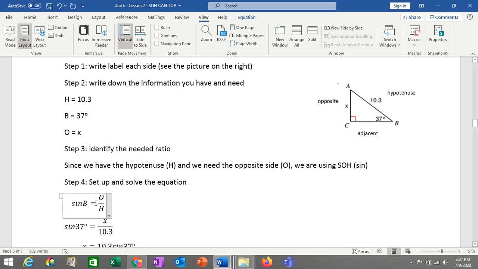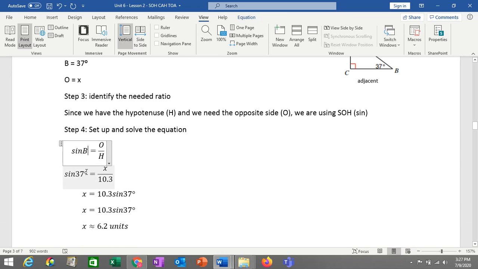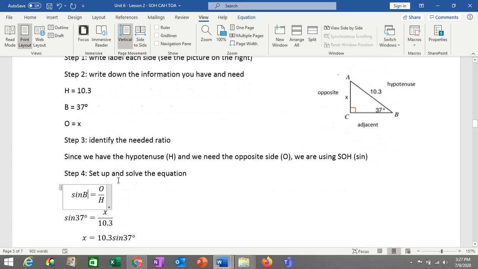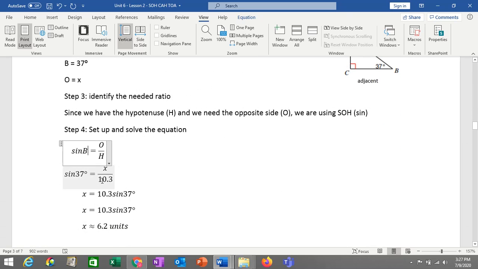And now we just plug in our numbers. So 37 degrees is our angle B. Opposite, we don't know what it is. That's x. And your hypotenuse is 10.3 units long. Now we're just doing some algebra here. I want to get rid of this 10.3 on the right side, so I multiply both sides of the equation by 10.3. It cancels on this side, and I get 10.3 times sine of 37 is equal to x.